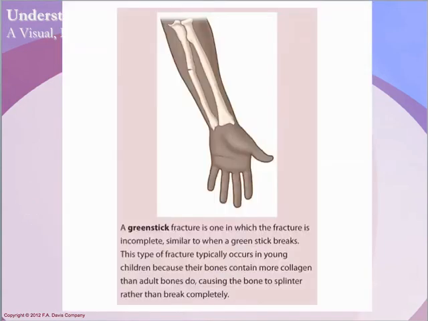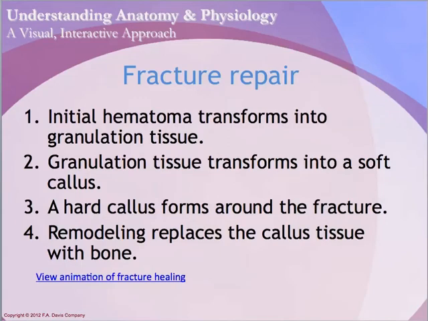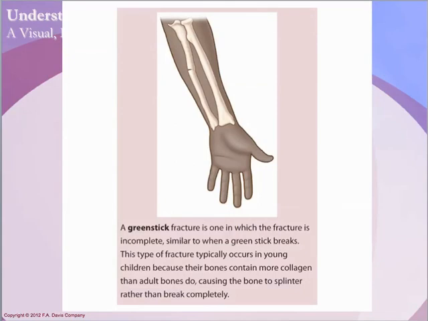So I want to talk a little bit about fractures. Let me show you the fractures first, and then I'll show you the animation on fracture healing. So you do need to know the different types of fracture. This is considered a greenstick fracture, just an incomplete break. It typically occurs in young children, and their bones kind of splinter rather than break.